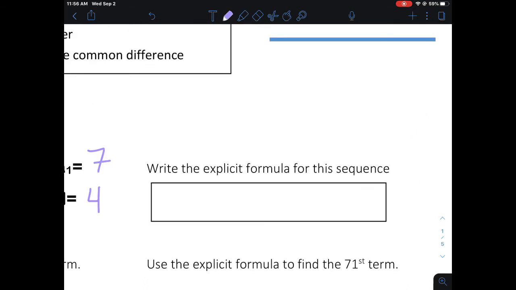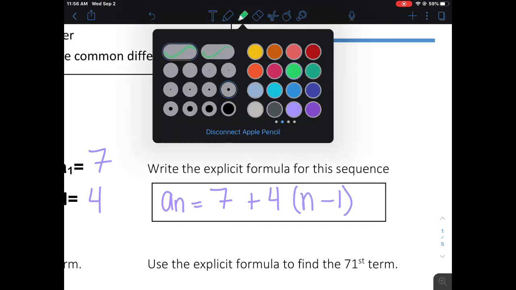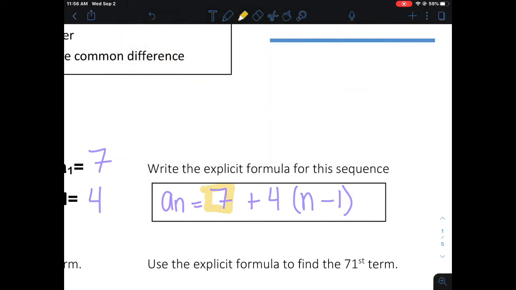Now we're going to use that information to create the explicit formula for this sequence. So we have a sub n equals our first term, a sub 1. We know what a sub 1 is. It's 7. Plus d, which is our common difference. We know that is 4 times n minus 1. So every time we do this, this is changing and this is changing. Everything else stays the same.